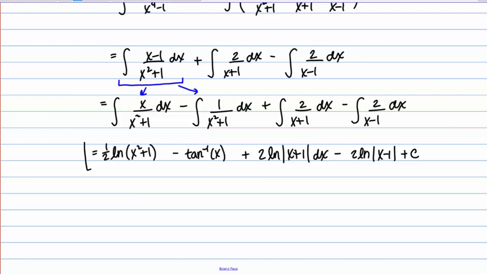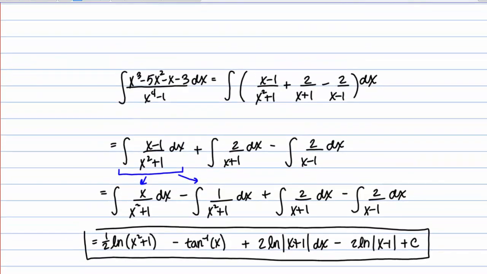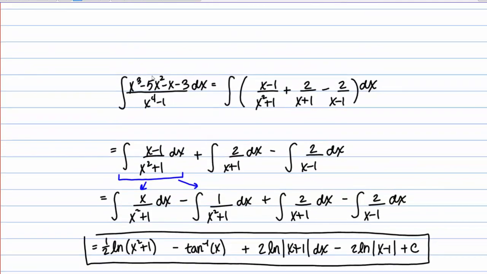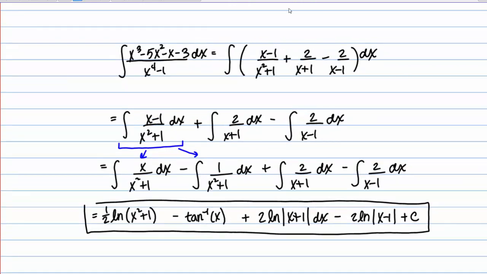So this here, this long expression, is the antiderivative of this original nasty looking rational function, and we were able to find this because we were able to do this partial fraction decomposition.